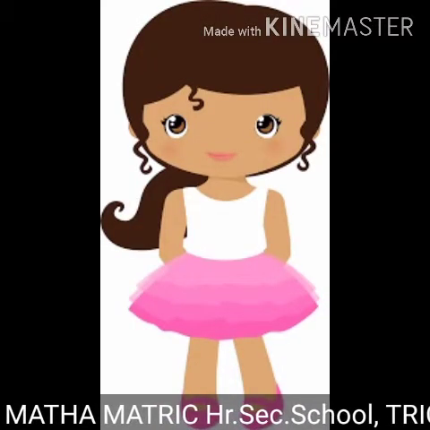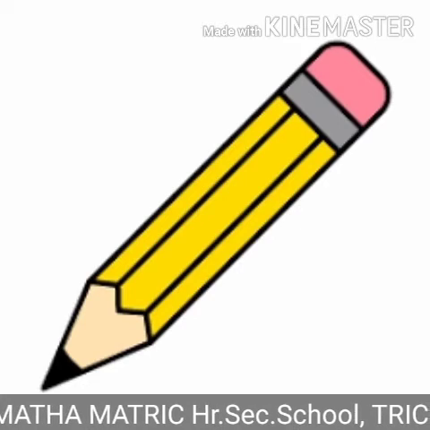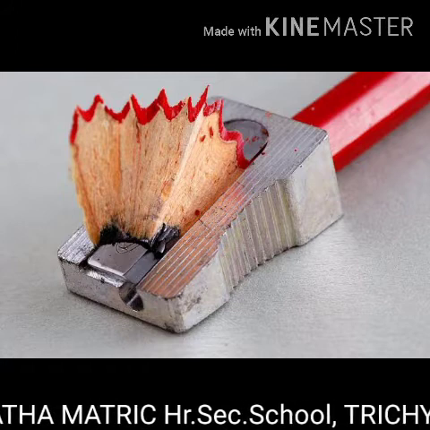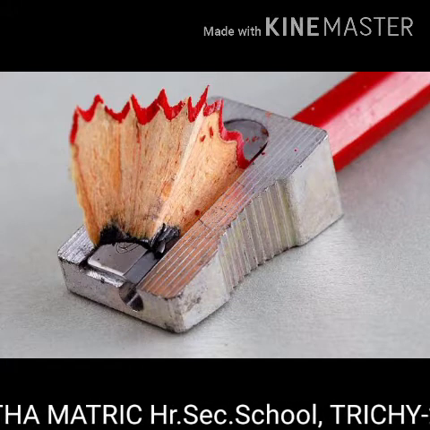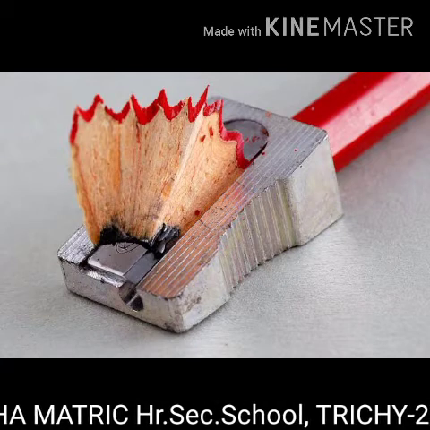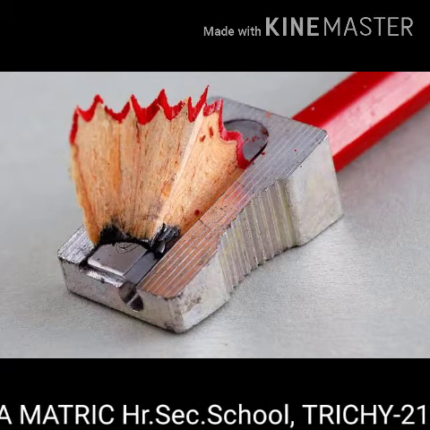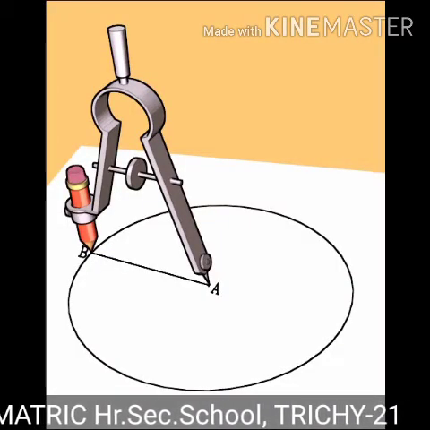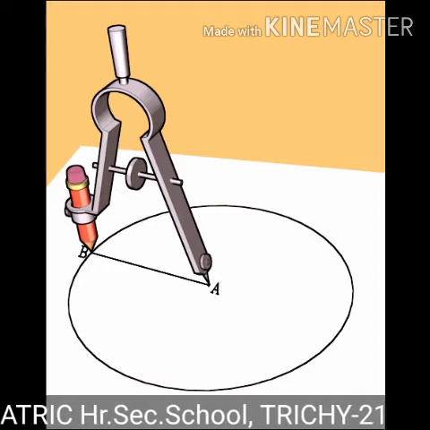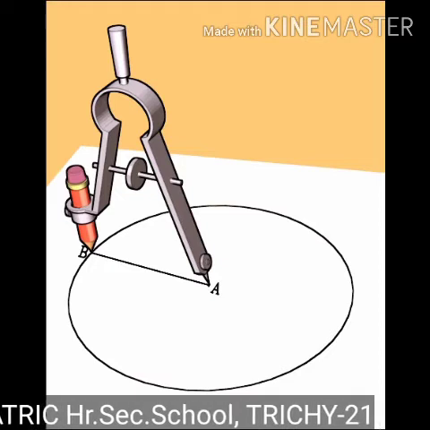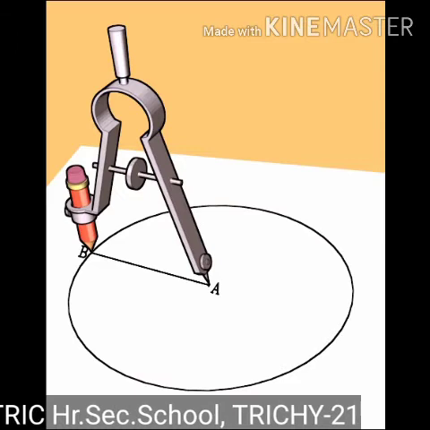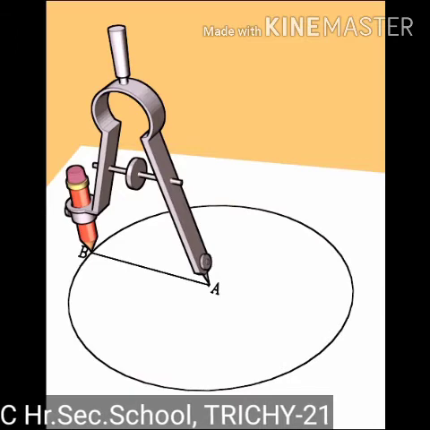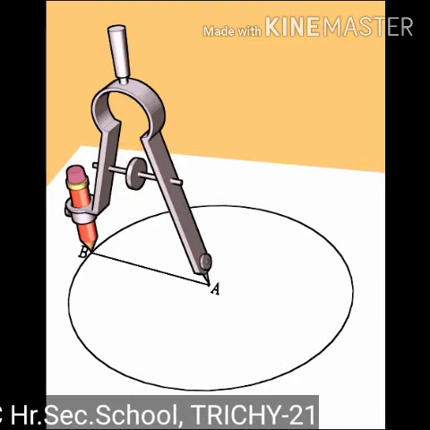Shanti took a pencil and sharpened it with a sharpener. In this case, the pencil rotated on its own axis. So, we can say that it is a rotatory motion. Then, she drew a circle using a pencil and a compass. In the second case, it went in a circular path. So, we can say that the motion is a circular motion.